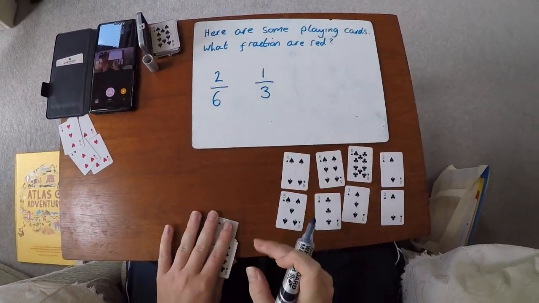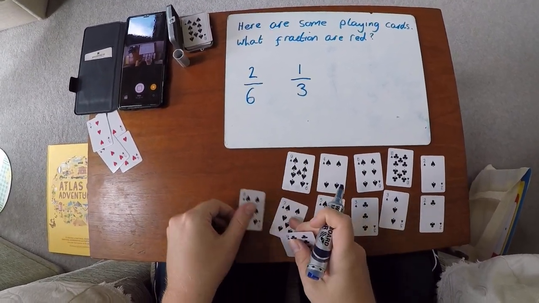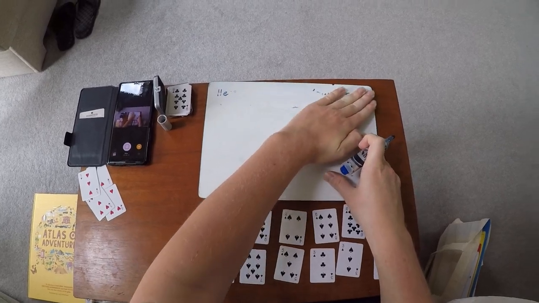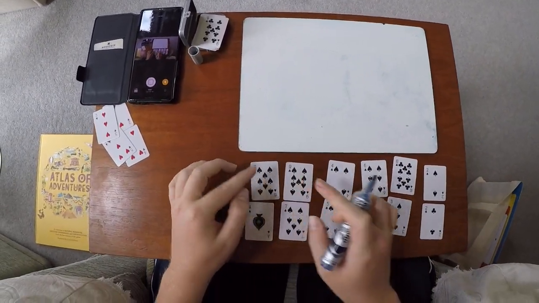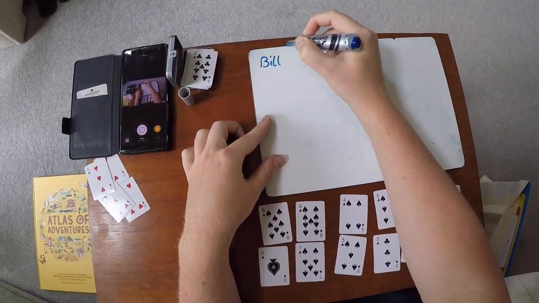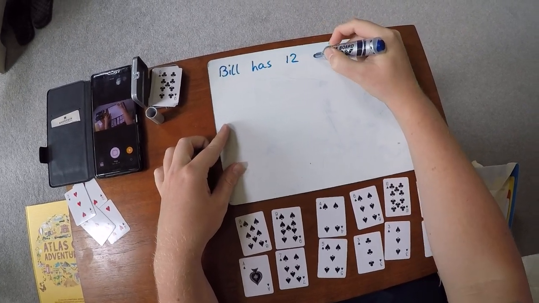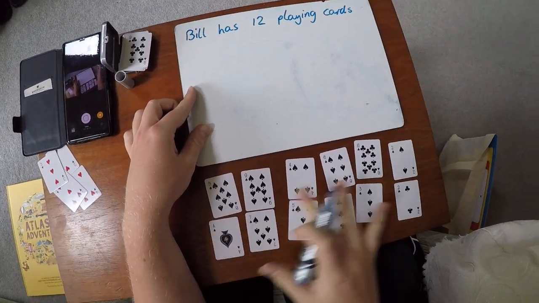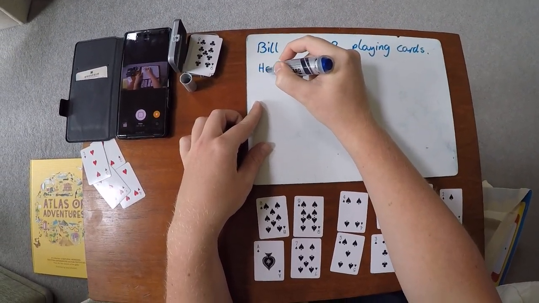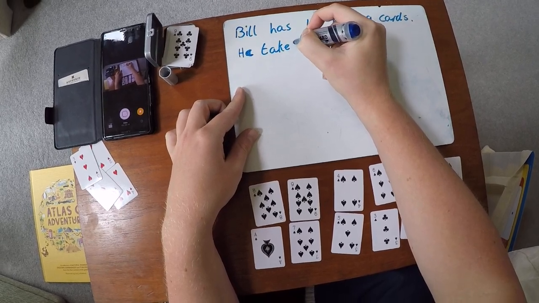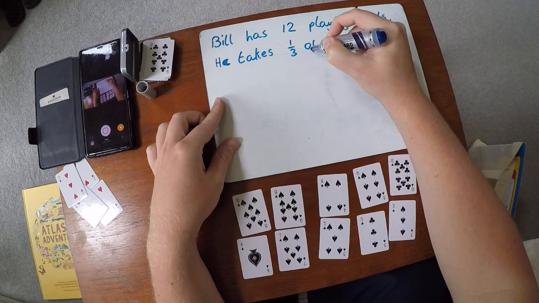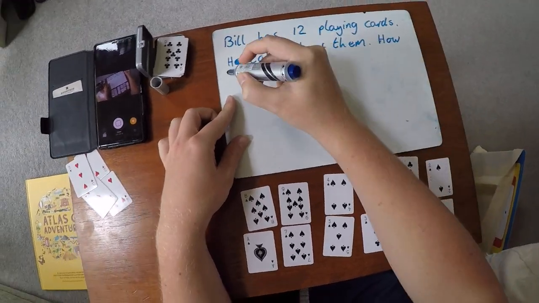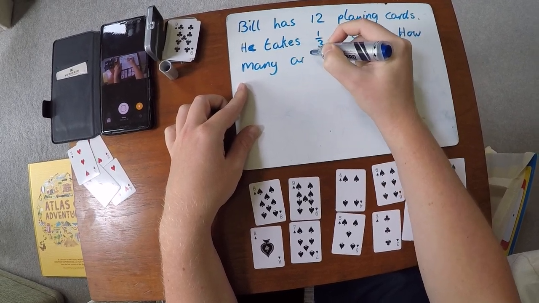is, I'm going to swap my red cards for black cards. So I've still got the same amount. But you might get a question like: Bill has 12 playing cards. It will often show you the picture, just like I've got them at the bottom here. He takes 1/3 of them. How many are left?